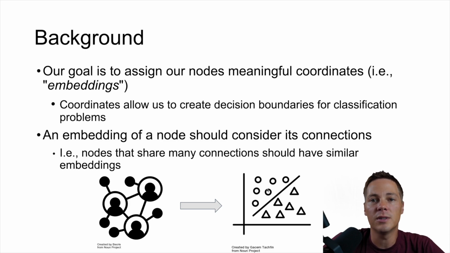So our goal in all of this is to map our nodes in a graph to coordinates, which we'll then use for downstream tasks like classification. And in particular, we want our embeddings to reflect the neighborhoods of our nodes. So, for example, if two nodes share many of the same neighbors, they should be close together in this embedding space. And that's how we're going to take advantage of the information encoded in our graph structure.